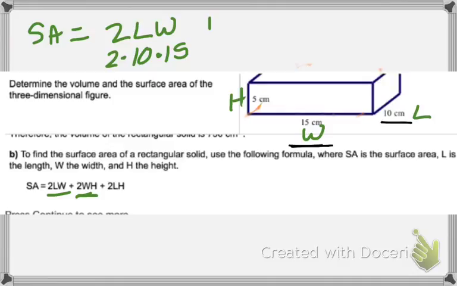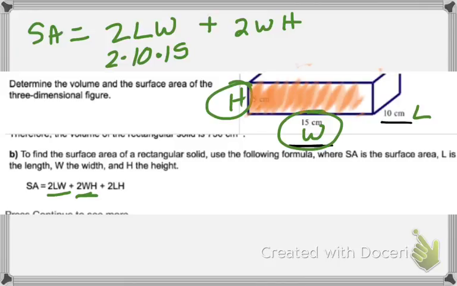The next part of the formula says plus 2 times width times height. If you multiply the width times the height together, that's going to give you the area of the front of the box right here. So the width is 15 times 5. And if the front of the box is 15 times 5, then the area of the back of the box is going to be the same. So that is why the formula is telling you to do 2 times width times height.